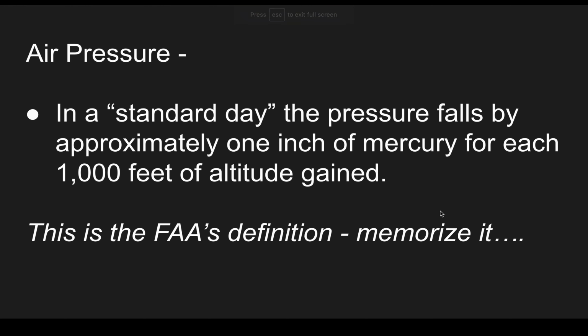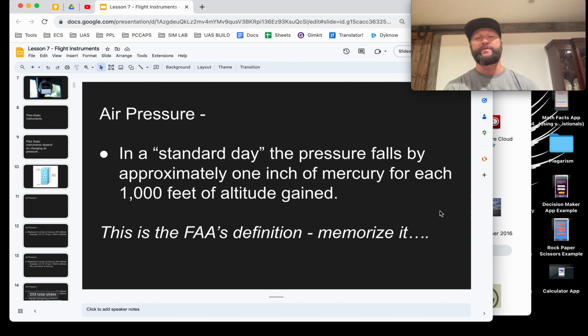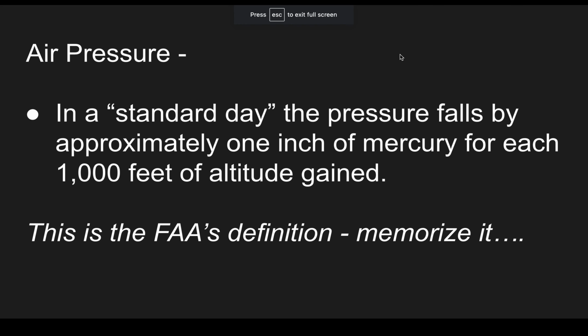In a standard day, the pressure falls by approximately 1 inch of mercury for each 1,000 feet of altitude gained. This is another one you want to memorize. So every time you go up in the atmosphere 1,000 feet on a standard day, you'll lose 1 inch of pressure on that mercury gauge, that barometer, for every 1,000 feet you go up. So theoretically, if you went up 6,000 feet, pressure would be 6 inches lower on the scale than it would be at sea level or wherever you started. So that's another FAA definition. Just memorize it, please.